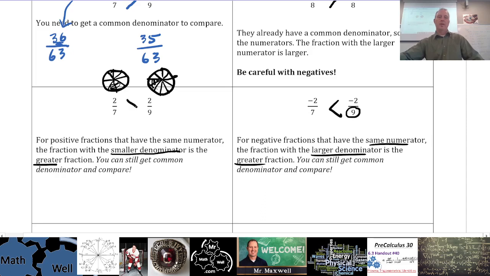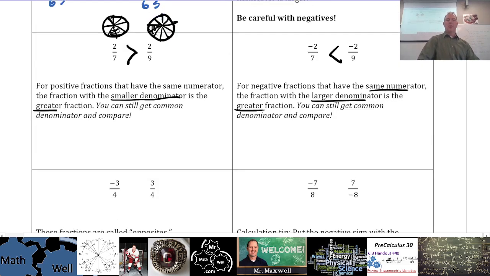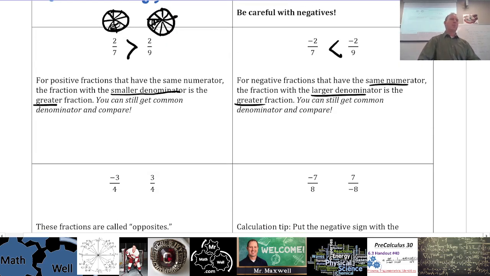Smaller denominator is greater. Okay, so those look like that. Questions so far? Some of these little rules, you don't have to memorize. Like I say, just get a common denominator and compare. But you do have to remember the negatives. The smaller negative number is actually larger.